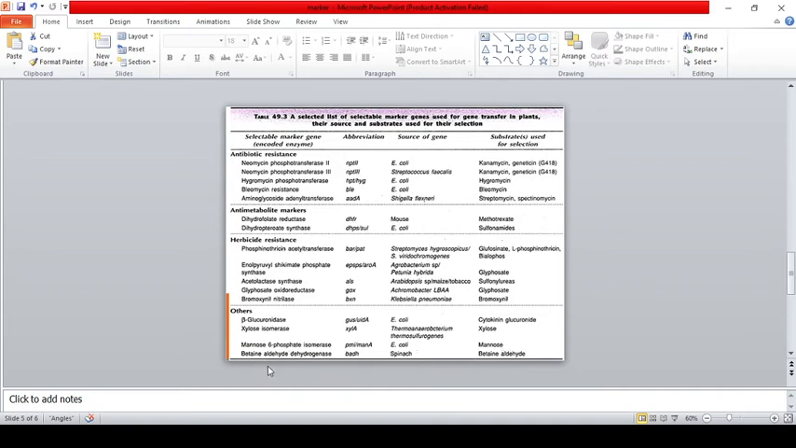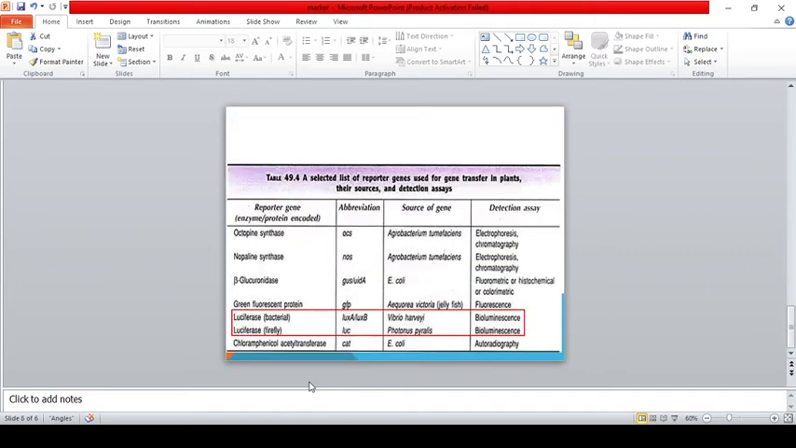The fourth one is betaine aldehyde dehydrogenase and it is taken from spinach and the substrate used is betaine aldehyde. So prepare this table. Better you write all those things in your notebook so that it will be easy for you to remember. Don't forget to study this abbreviation.